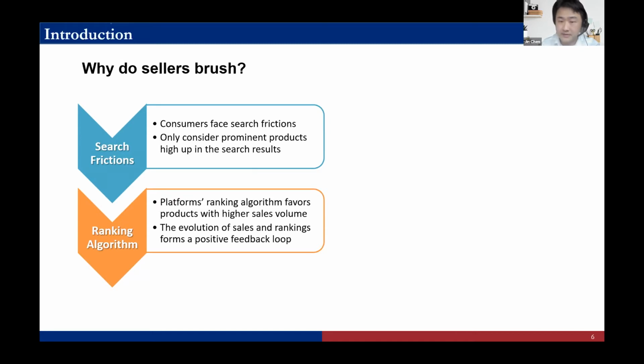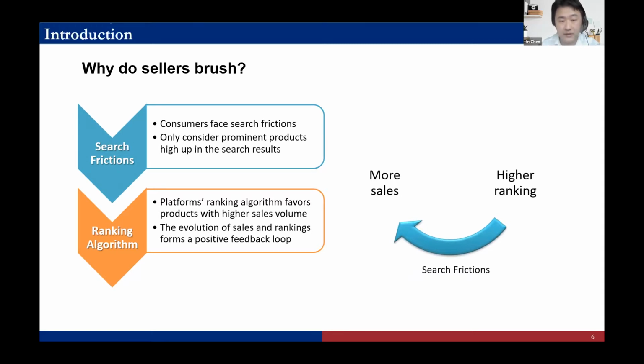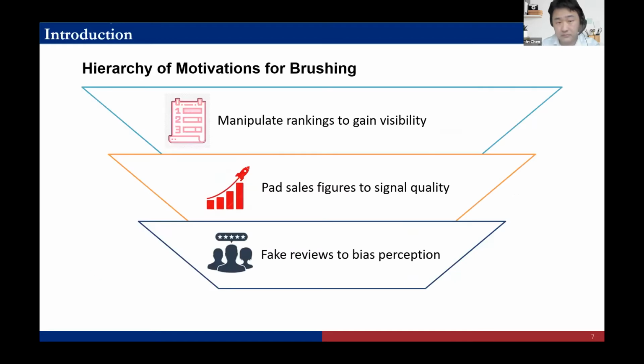And thus, this is a feedback loop between the sales and ranking. A higher ranking drives more sales due to search frictions, which in turn leads to a higher ranking due to the ranking algorithm. And therefore, the merchants are naturally under pressure to rack up fictitious sales to boost rankings in the search results. And this search ranking perspective is at the heart of brushing.